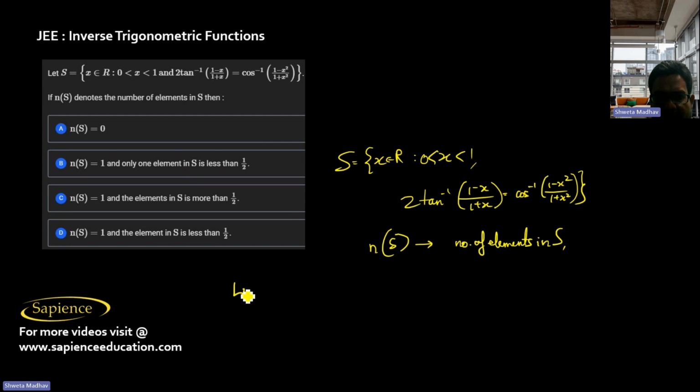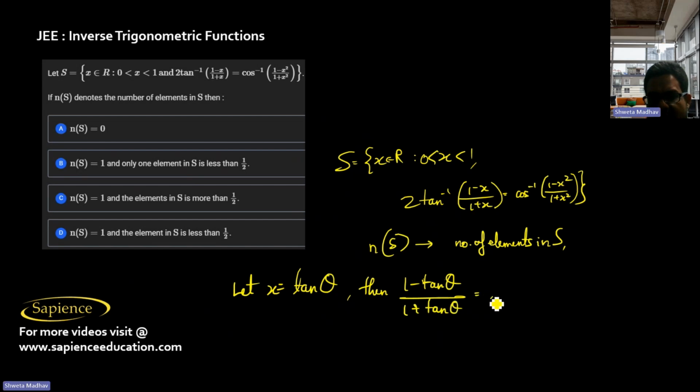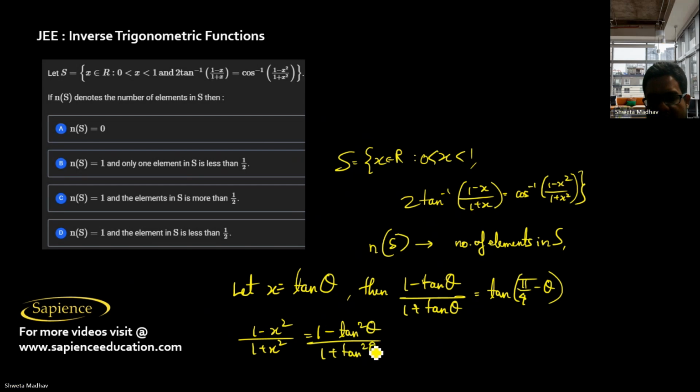so here let us take x is equal to tan theta. So then we can say 1 minus x by 1 plus x, so that will be 1 minus tan theta by 1 plus tan theta. So that will be tan pi/4 minus theta. And 1 minus x square by 1 plus x square, so that will be 1 minus tan square theta by 1 plus tan square theta. That will be equal to cos 2 theta.